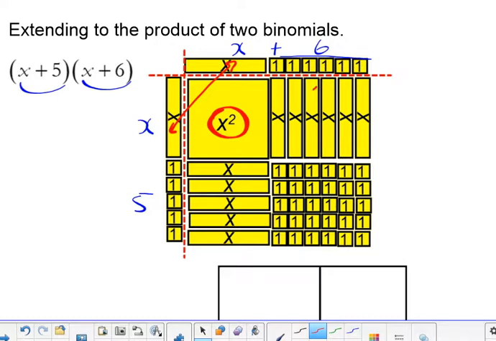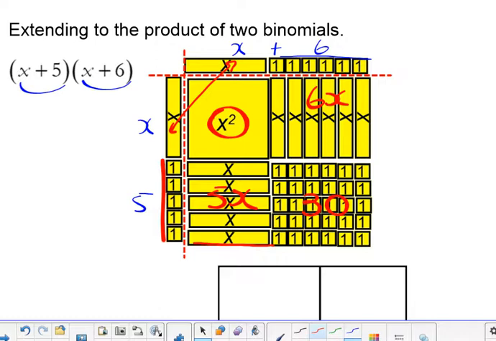So along here, we've got 6 x's. And then vertically this way, we've got 5 units. And each rectangle is 6 long. So we've got 5 of these x's. Now look at all those units. All of those units come to 5 times 6, and we've got 30 units there, don't we?